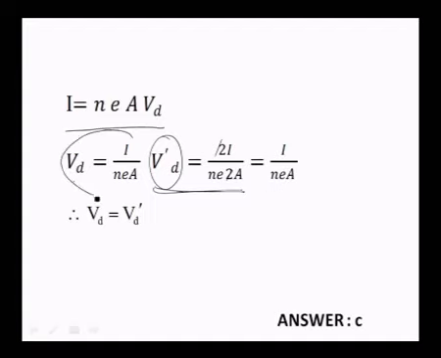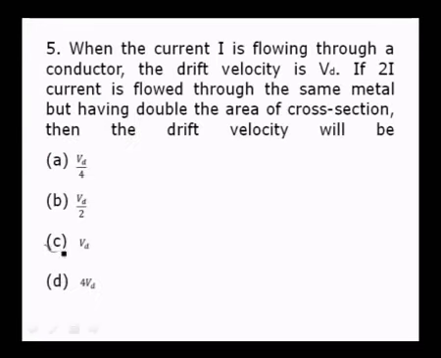Before, the drift velocity is I divided by nAe. After the expansion and increasing the value of the current, it is still I divided by neA. Therefore, Vd and Vd dash are the same, so Vd is equal to Vd dash. The correct option is C, no change in the drift velocity. This is the correct option.